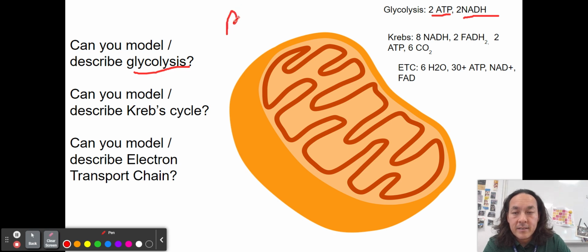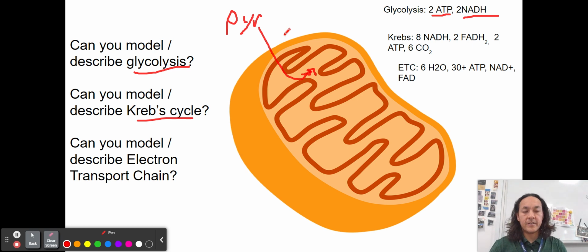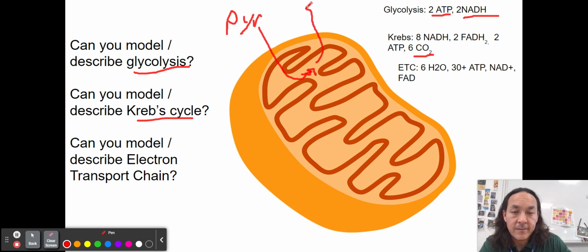Those pyruvates will then enter into the matrix of the mitochondria right here and undergo the Krebs cycle, named after the person who discovered it. The Krebs cycle takes all the useful energy off of pyruvate and puts it into NADH and FADH2, electron carriers. These will then go to the electron transport chain. The waste product, which is CO2, is made during the Krebs cycle, and CO2 can diffuse out of the mitochondria and eventually out of the cell.